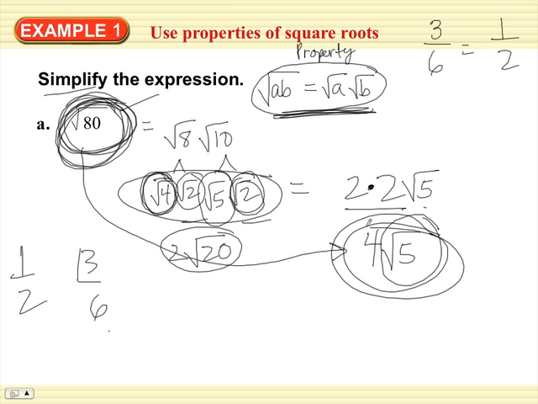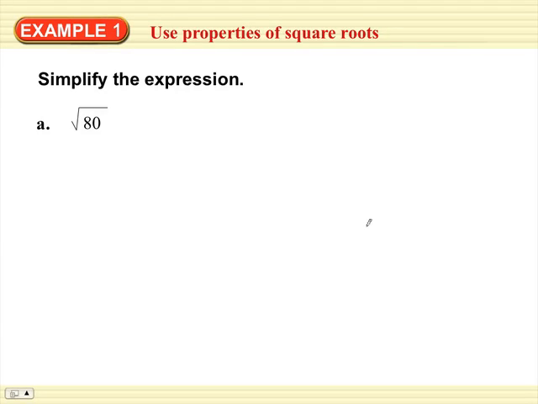But if you got square root of 95, you might ask yourself, is that the simplest form that would go? Check it. Make sure you check it.